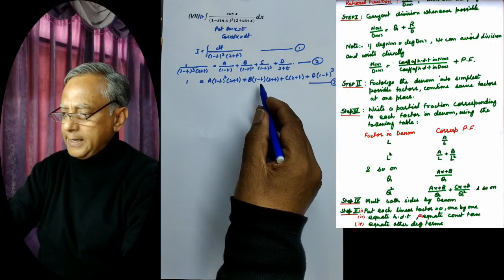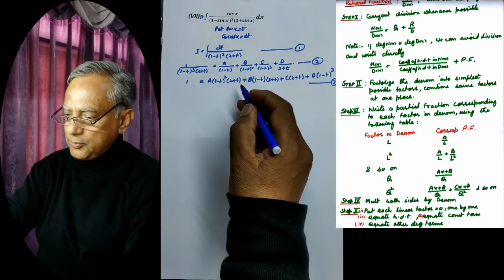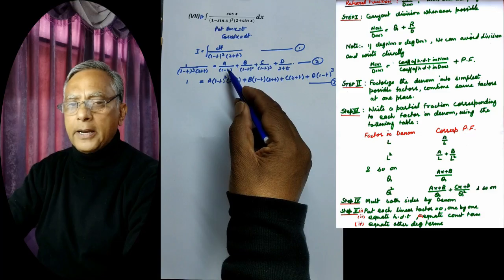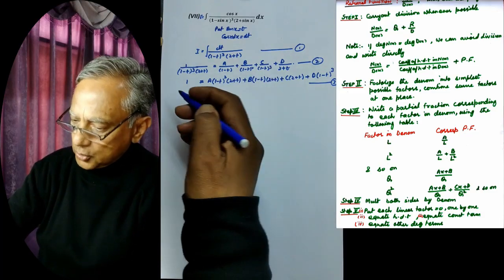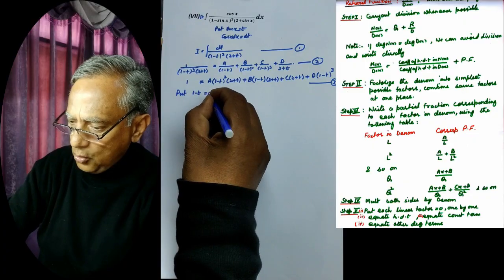Now we have to find the constants a, b, c and d. So first is we will put each linear factor equal to 0 one by one. So first is put 1 minus t equal to 0.